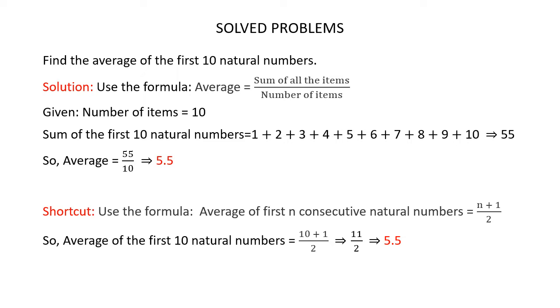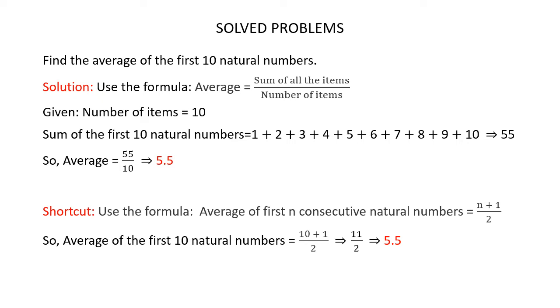Now the sum of the first 10 natural numbers is the sum of the numbers from 1 to 10, which is 55. So the sum of the first 10 natural numbers is 55. So average is equal to 55 divided by 10, which is 5.5.